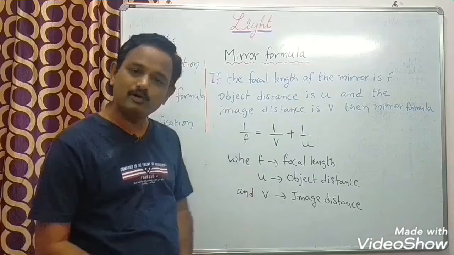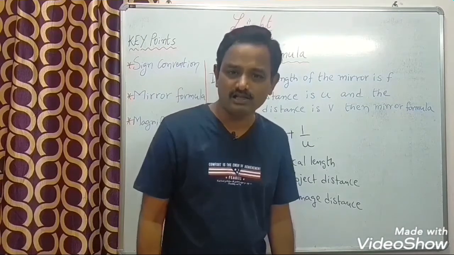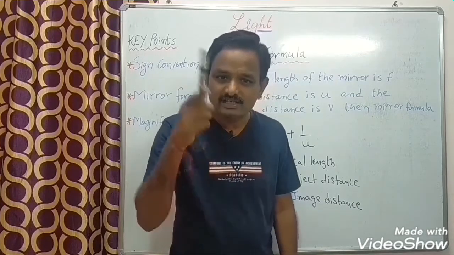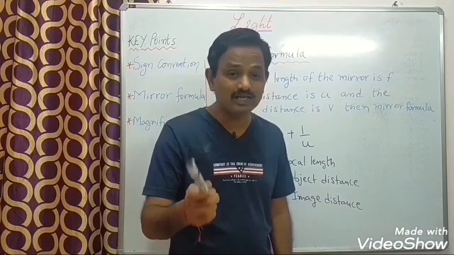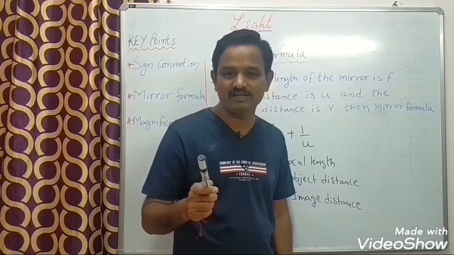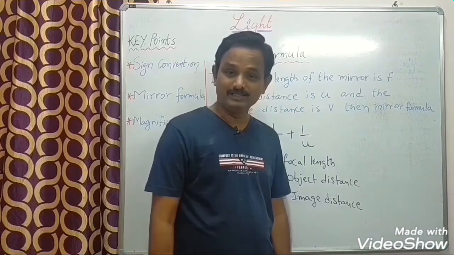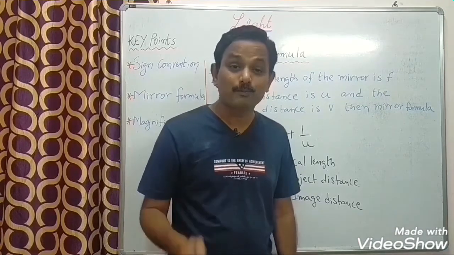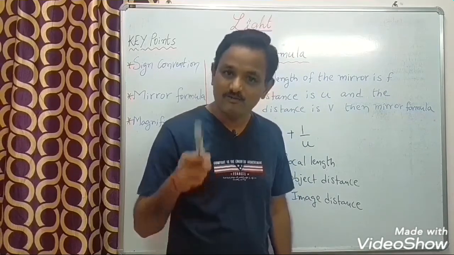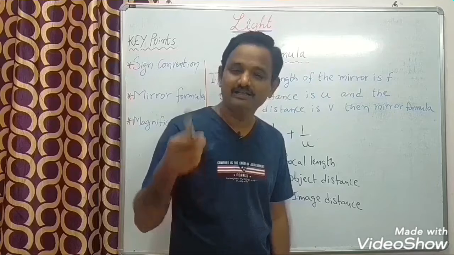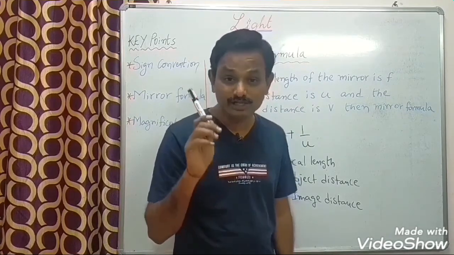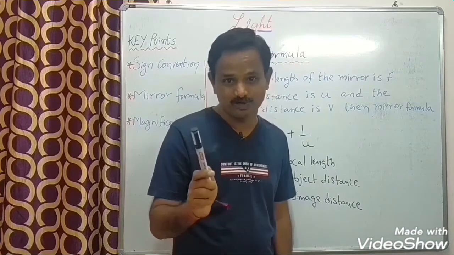And what about focal length? For a concave mirror, the focal length is always in front of the mirror, that is, parallel to the negative x-axis. So, for a concave mirror, focal length is always negative. But for a convex mirror, focal length is positive. Why? Because for a convex mirror, the focal length is taken behind the mirror, parallel to the positive x-axis. Okay, students, while doing problems, you have to remember these points.